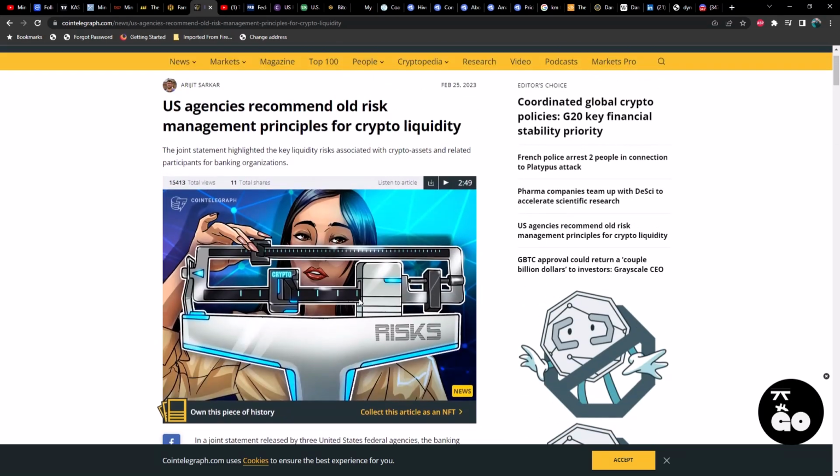So, to summarize this here, they want banks to guard themselves from the risk of crypto assets, and they're simply asking that banks do their due diligence and make sure that they hedge against such risks.